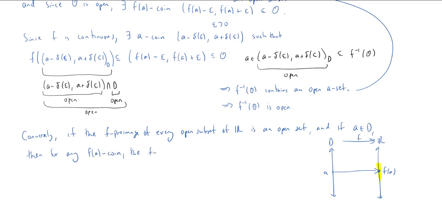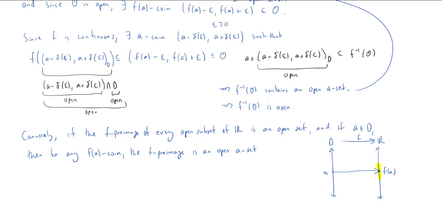Okay, fine. So then for any f of a coin, which of course is an open set, the f preimage, well, I'm taking the f preimage of an open subset of the real numbers, so it will be an open set. So the f preimage is even an open a set if I like. Okay, so we know it's an open set, but it also contains a, right? a is certainly in the preimage of f of a. Okay, so the f preimage is an open set, but it contains a, so it's an open a set. But every open a set contains an a coin.